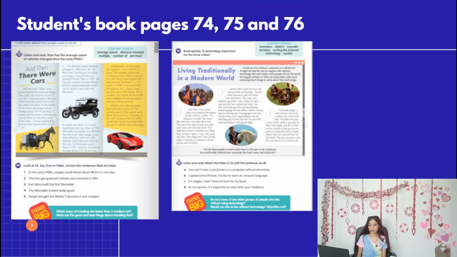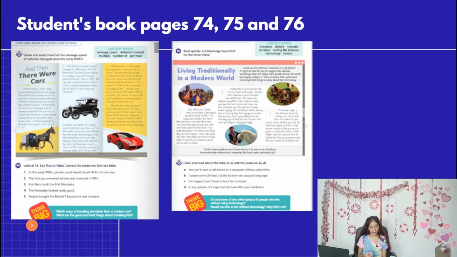Listen and read. Match the tribes 1 to 3 with the sentences. Living traditionally in a modern world. Could you live without a computer or a cell phone? It might be hard for you to imagine a life without technology. But even today, many people all over the world live happily without it. There are many tribes with much more important things to worry about than technology.